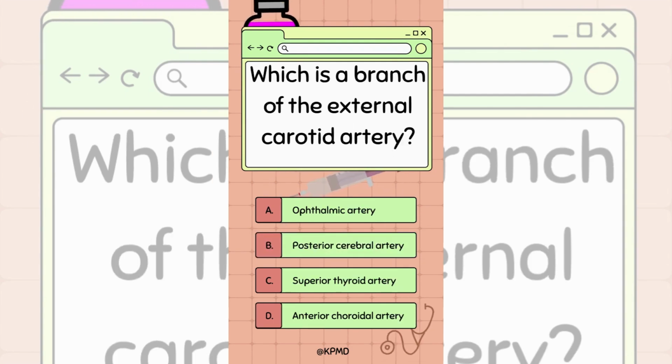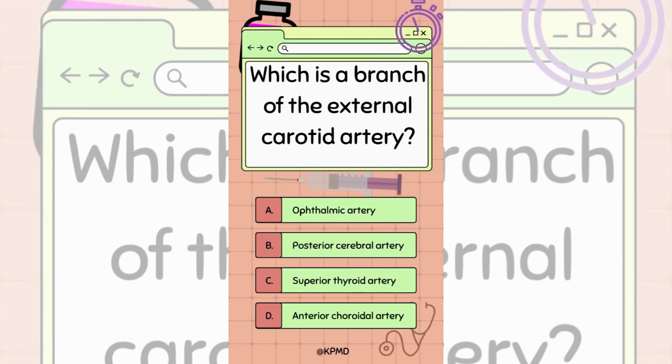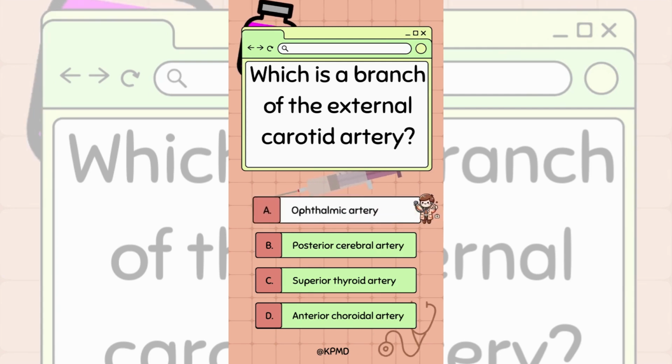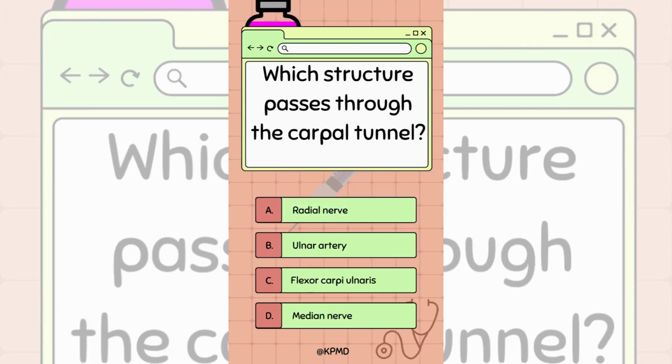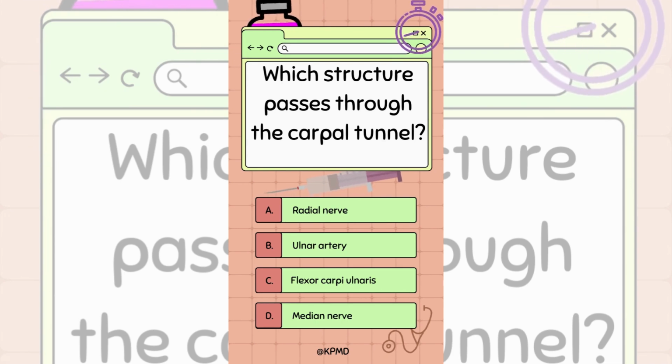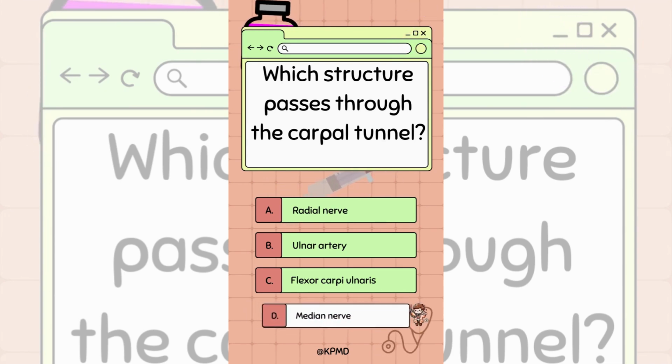Which is a branch of the external carotid artery? Correct answer is A, ophthalmic artery. Which structure passes through the carpal tunnel? Correct answer is D, median nerve.